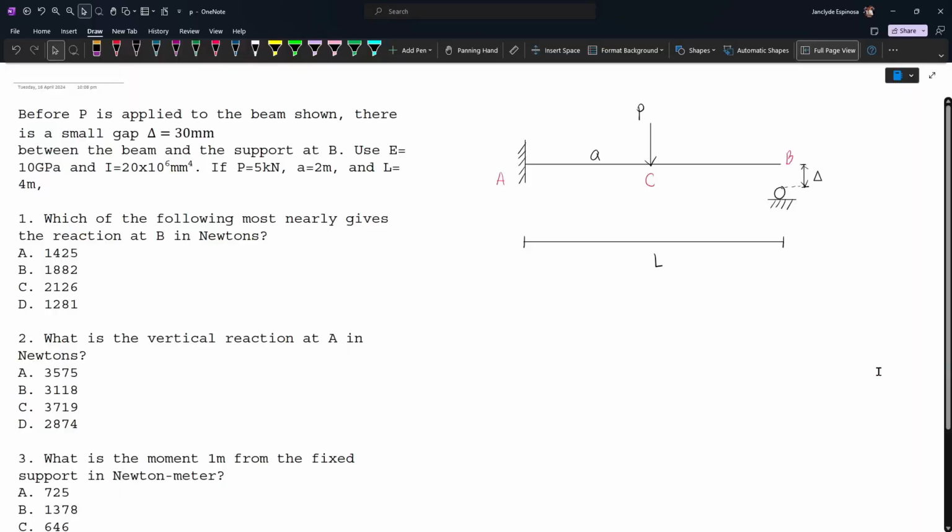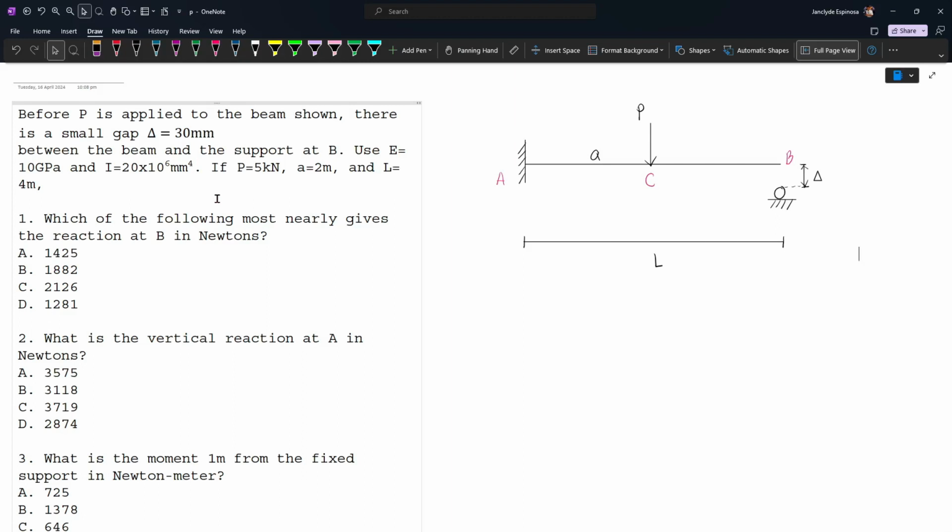In our video today, let's try to solve this problem. Before P is applied to the beam shown, there is a small gap, delta, equal to 30 mm between the beam and the support at B. We are to use a value of E of 10 GPa and a value of I of 20 times 10 to the 6.